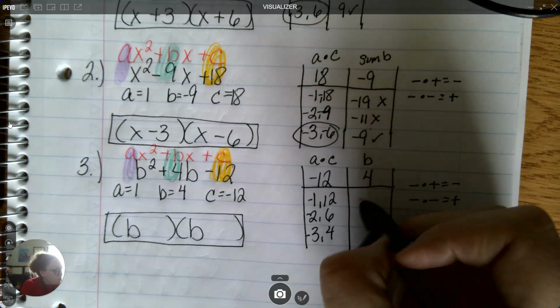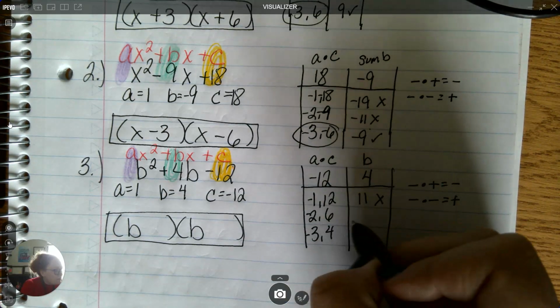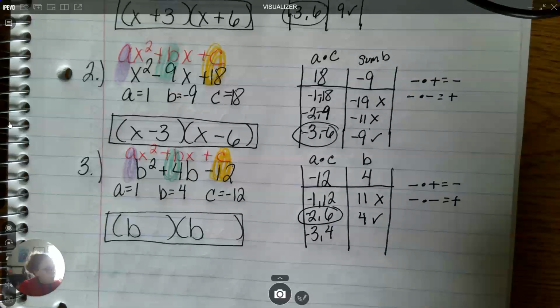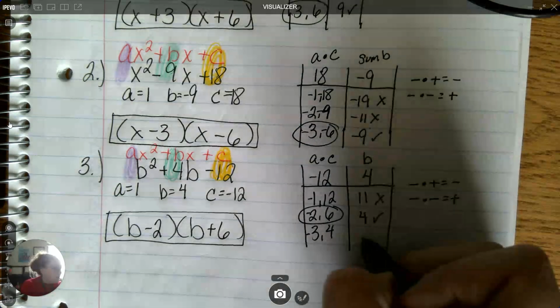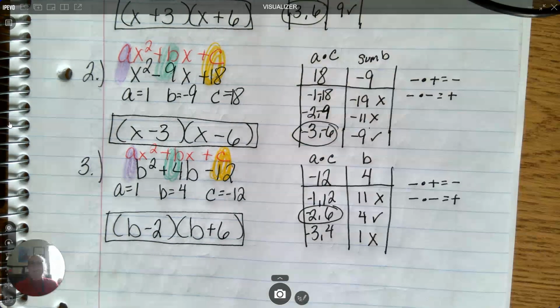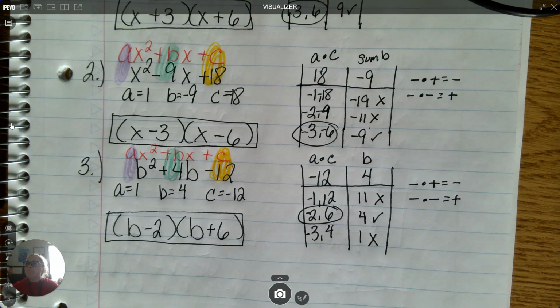So negative 1 plus 12 is 11, not it. Negative 2 plus 6, 4. Cha-ching, there it is. And so we get negative 2, positive 6. And if you wanted to, you could go ahead and test the last one, if you have some trust issues there. And you'll notice negative 2 and 6 is our answer.